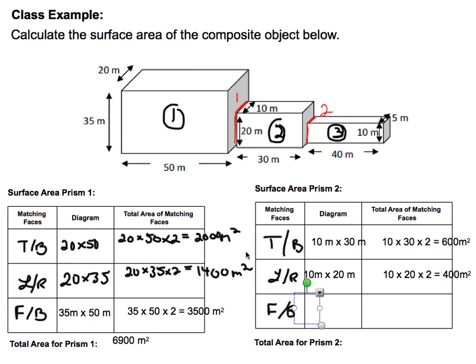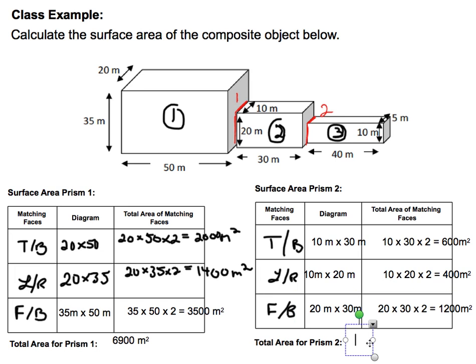My front and my back, so 20 meters by 30 meters is your dimensions. That would be your diagram. So you go 20 times 30 times 2, and you get an area of 20 times 30 is 600, so 1,200 meters. Oops, forgot a 0. Meters squared.